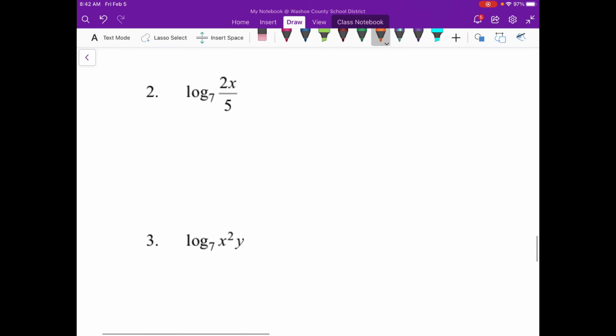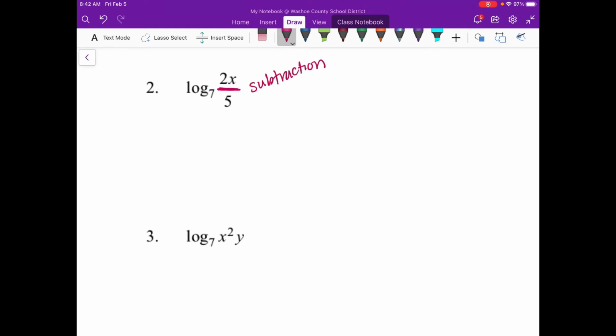For number 2, again, taking it one at a time here. This is being divided, so I know I'm going to have some subtraction. Taking just the numerator is going to be my first term. So log base 7 of 2x. Then I'm going to subtract, now the denominator is going to be my second term, log base 7 of 5. Here's where you need to be careful. Is there anything else being multiplied or divided? If so, you need to split it up even more.